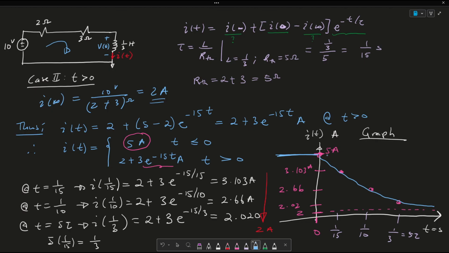Generally, we consider this to be what's called the transient state. That is because after this state, the inductor essentially becomes a closed circuit, and my current is going to saturate at a value of 2 amps. And after the transient state, we have what's called the steady state.